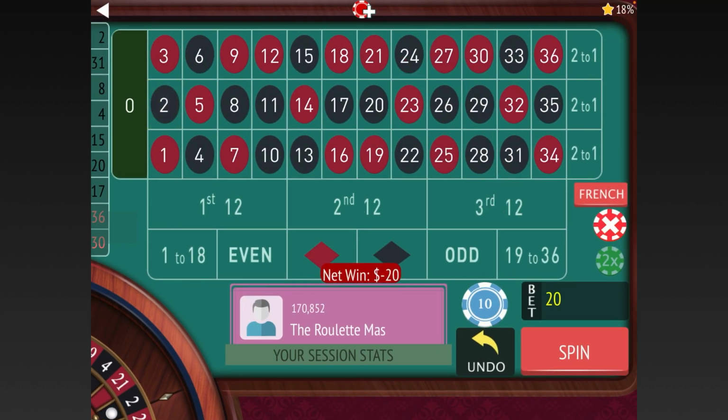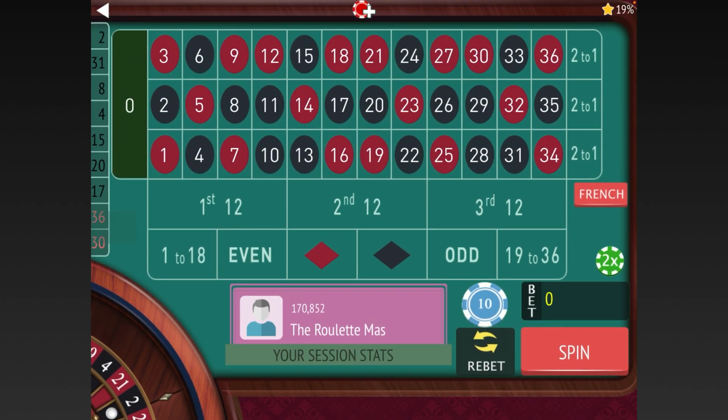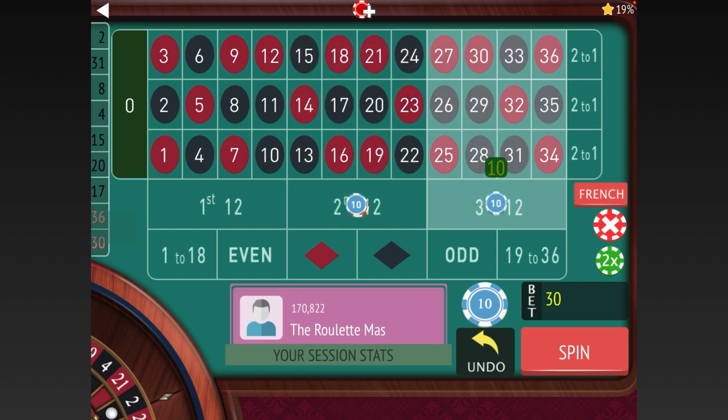Okay, we lost, so that means we'll increase by a unit, but we want to remember we were up $70 as well. So now we're going to have 20 on each, and now we're on to that first 12 there. So let's go ahead and put 20 on second and third.